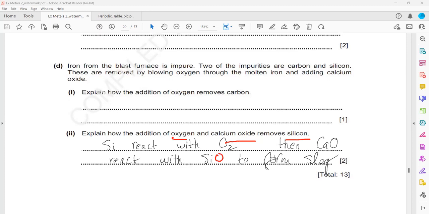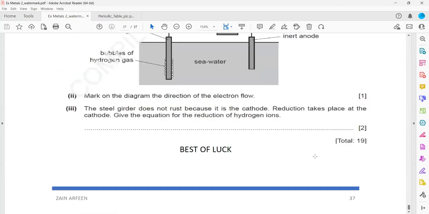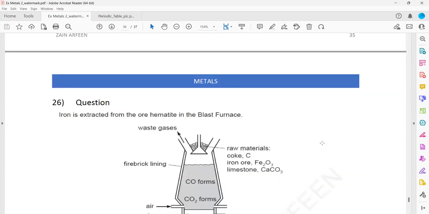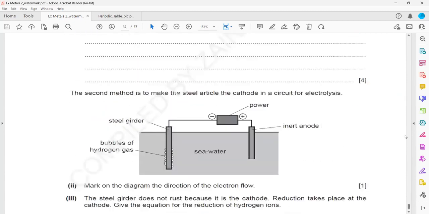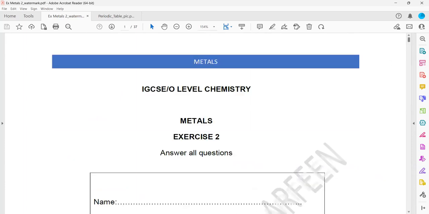So these are the questions from the exercise on metals. Here carbon reacts with oxygen to give carbon dioxide, so it reduces the amount. So that covers questions 22 to 26. Tomorrow we'll do more questions from this exercise and try to complete it, as it's one of the important topics.